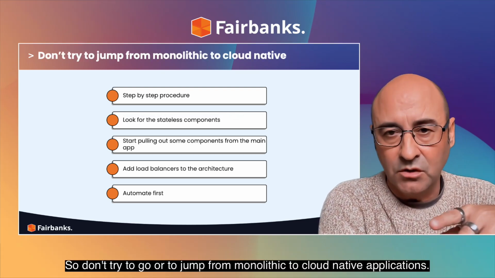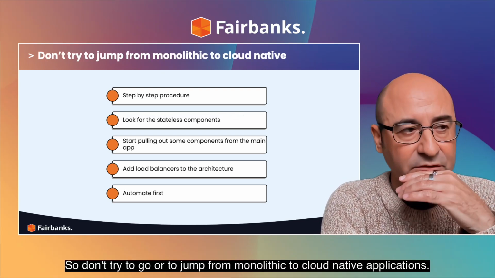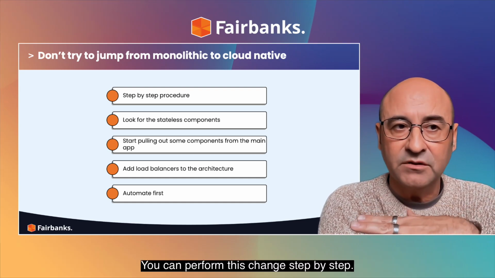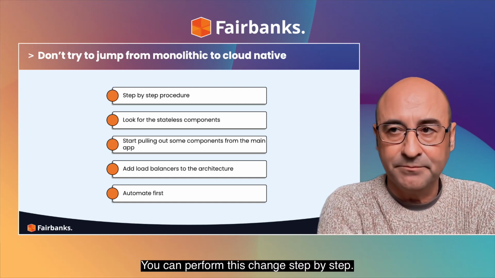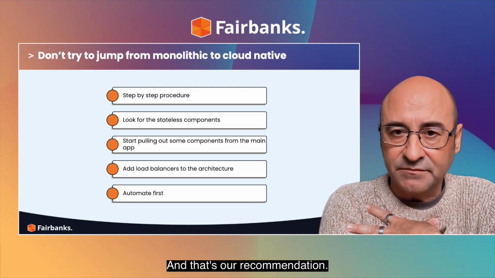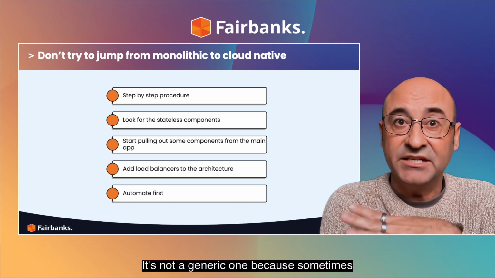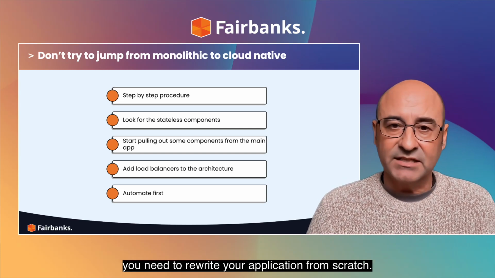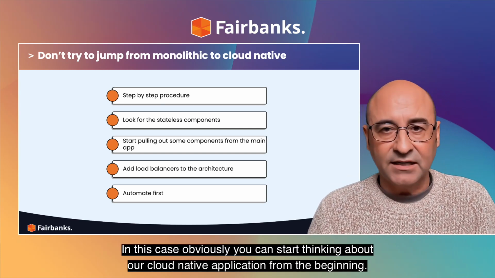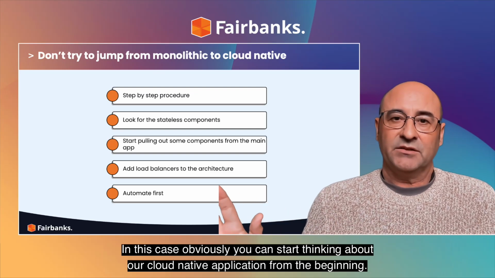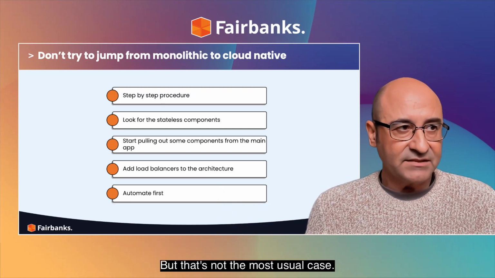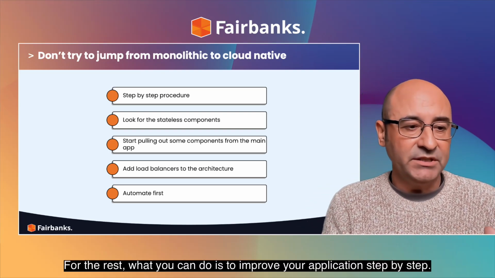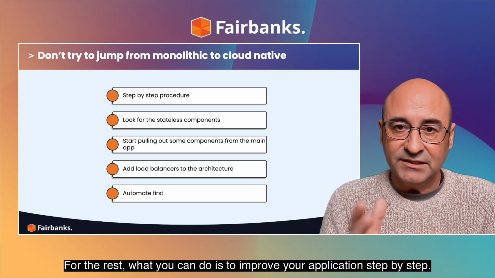So don't try to jump from monolithic to a cloud native application. You can perform this change step by step. And that's our recommendation. It's not a generic one, because sometimes you need to rewrite your application from scratch. In this case, obviously, you can start thinking about a cloud native application from the beginning. But that's not the most usual case. For the rest, what you can do is improve your application step by step.